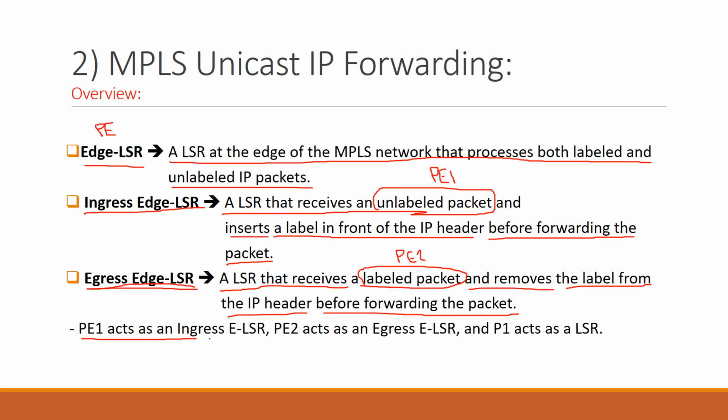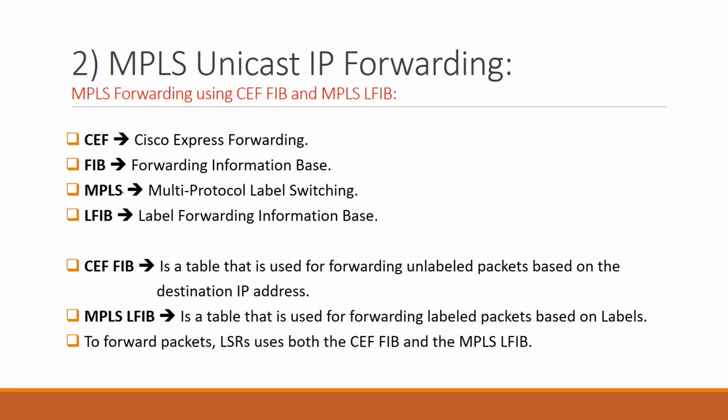So BE1 acts as an Ingress edge label switch router. BE2 acts as an Egress edge label switch router. And P1 acts as a normal label switch router. And as we said earlier, label switch router means an MPLS router.